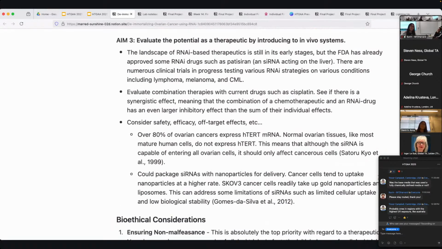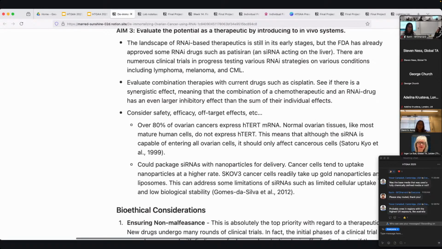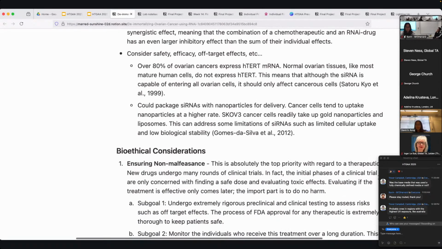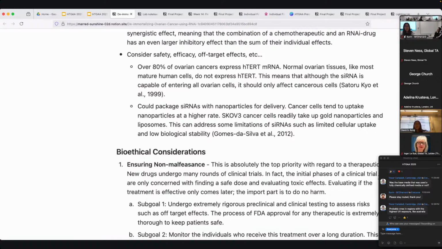And my long-term vision is that I think there's a lot of potential for RNA-based therapeutics, particularly targeting hTERT, because this is expressed, like I said, in over 80% of ovarian cancers, but expressed at very low levels or not at all in normal ovarian tissues. And so this should hopefully limit off-target effects. I think there's also a lot of potential for packaging siRNAs with nanoparticles, since cancer cells tend to uptake those at a higher rate, and this would solve many of the limitations like low biological stability of siRNAs. So that's the long-term vision.